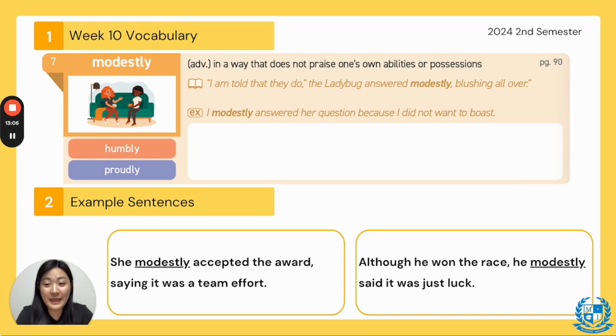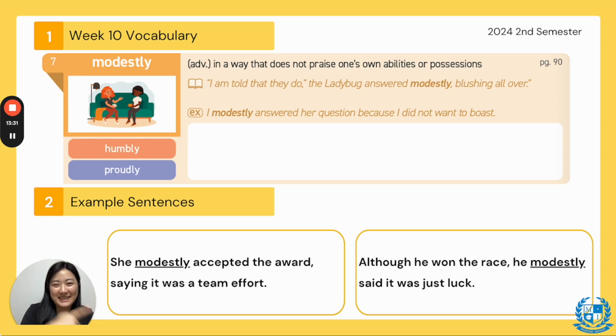Maybe if I were to ask you, hey, how many ACE badges did you get? Instead of saying, I have 10 ACE badges and 20 MVP badges, instead of saying it in a very proud way, you can say, I have about 10 ACE badges. In a modest way. Not trying to show off.